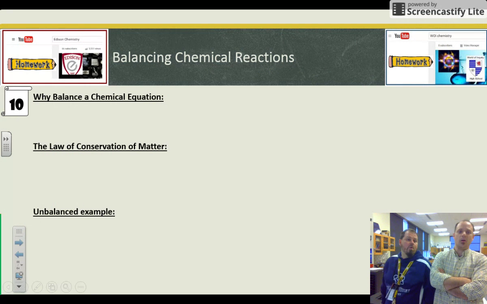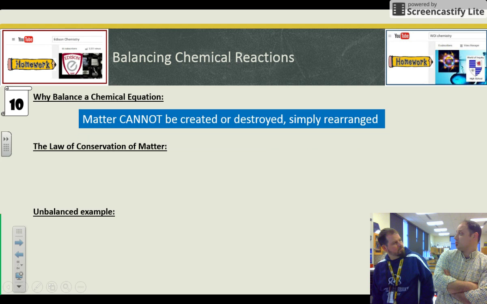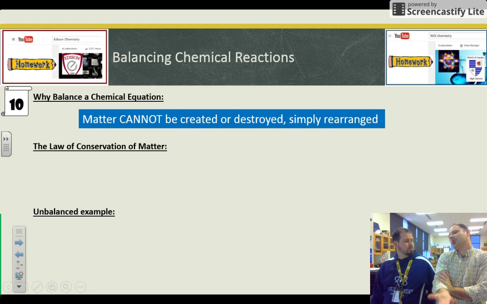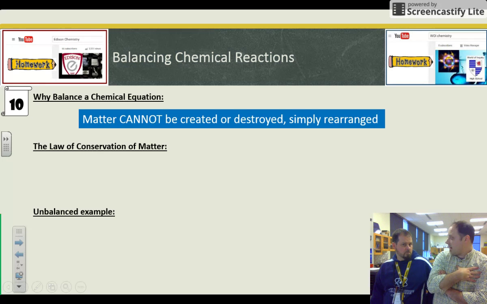So first of all, why can we do it? Because they have to balance, right? They have to be accounted for. This relates back to the law of conservation of mass and matter. My class did a little mini lab on this. You can't create or destroy atoms. You can only rearrange them.